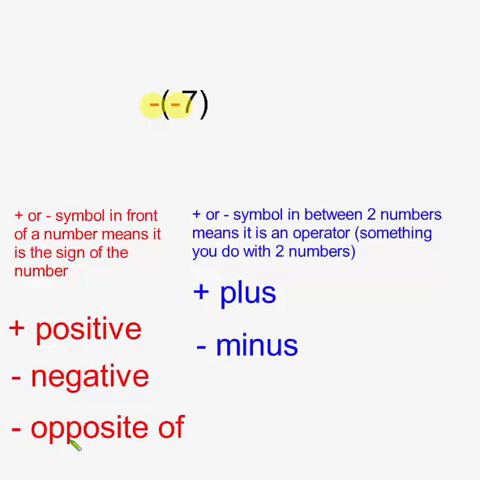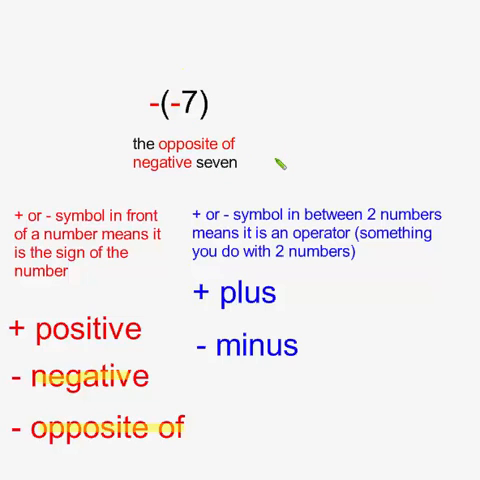But the most common way to say it, we typically use the word opposite of, and for this symbol, we typically say negative. So this would be read the opposite of negative 7, meaning this is the number negative 7, but we want the opposite of negative 7. So the opposite of negative 7 would be the most common way to read this notation.